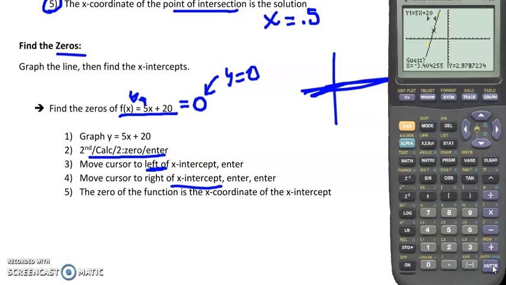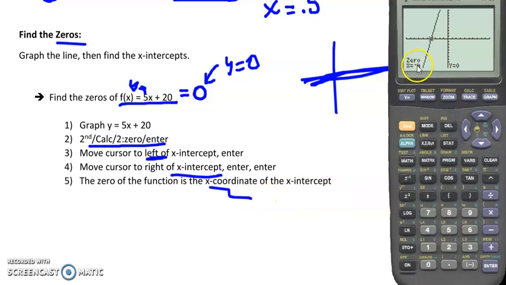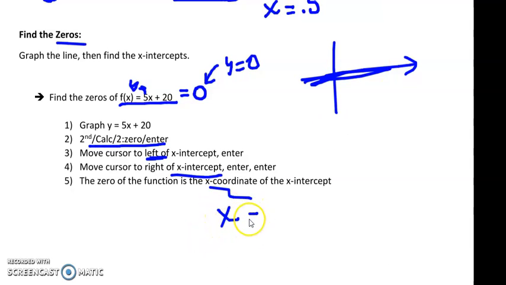We're going to hit enter again. And just like before, it is wanting you to guess what that is, but you can just skip that and hit enter again, and it will calculate that point. So the 0 of the function is the x-coordinate of the x-intercept. And if we look at our graph, the x-coordinate is -4, so our 0 is -4. And if you look back at what we did in the last video, you'll find that's the same answer that we found by doing it algebraically.